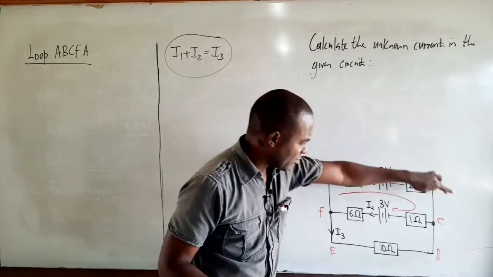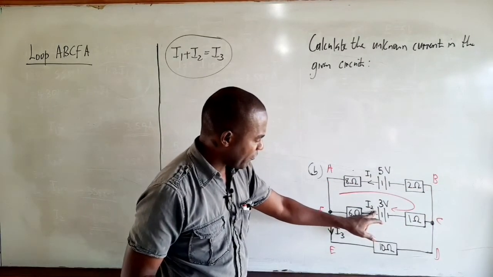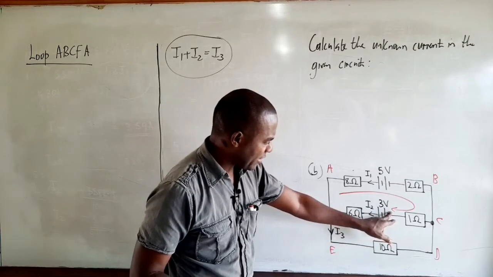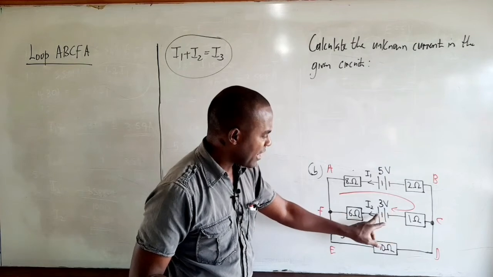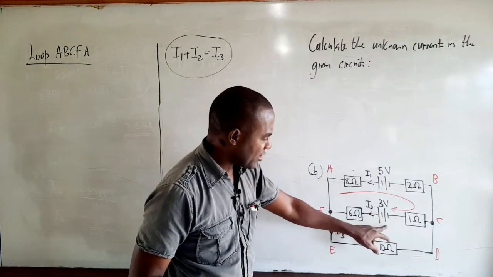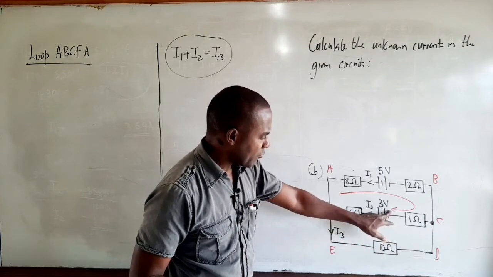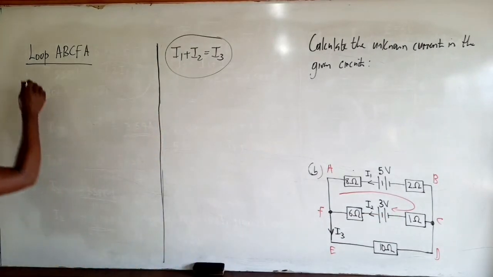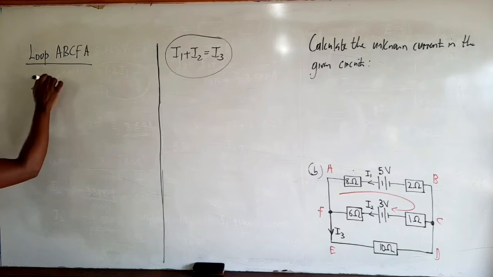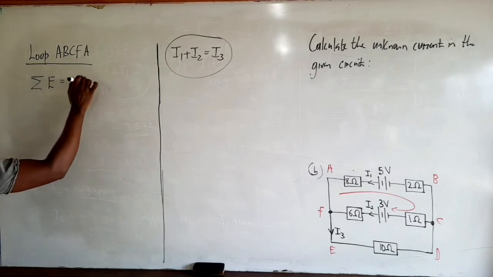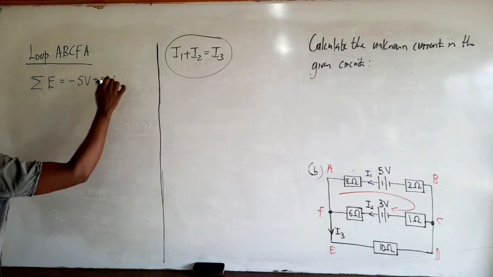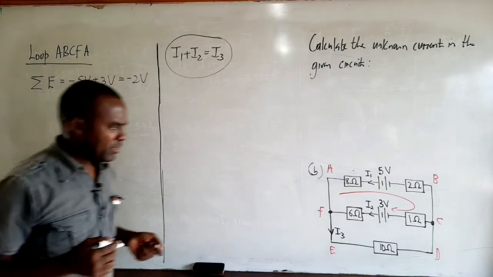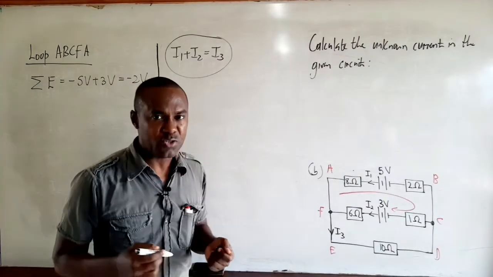We continue around the circuit and we encounter the 3-volt battery. But this time we encounter the lower potential, that is the shorter stroke, before the higher potential. This is a potential gain, and therefore this EMF will be treated as being positive. And therefore the algebraic sum of the EMFs, sum of E, is equal to minus 5 volts plus 3 volts, which gives us minus 2 volts. So for that loop, the algebraic sum of the EMFs is equal to minus 2 volts.